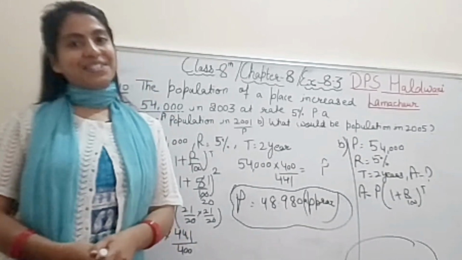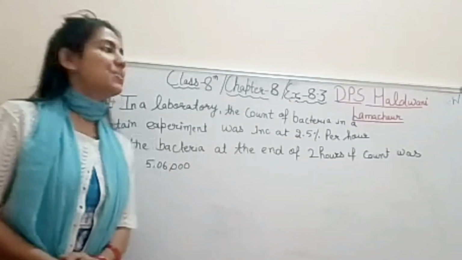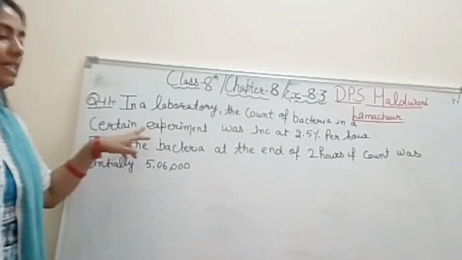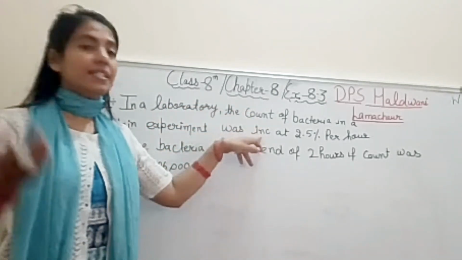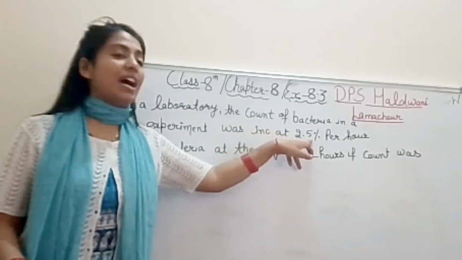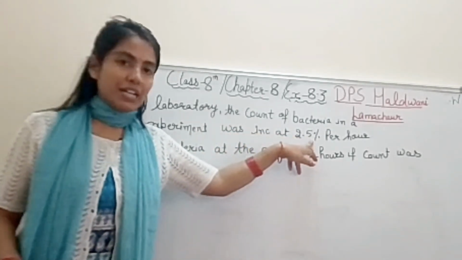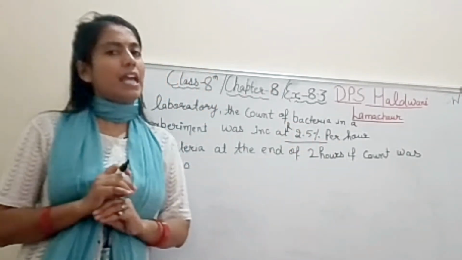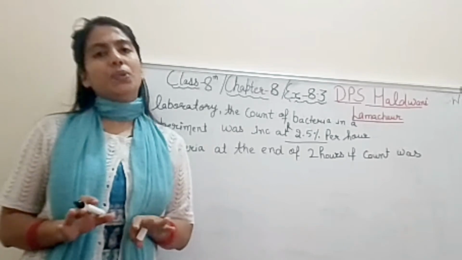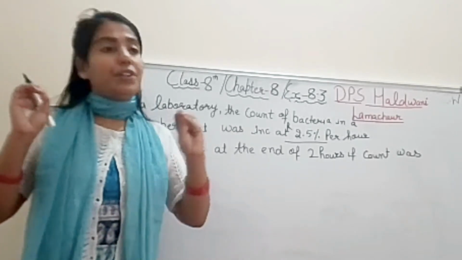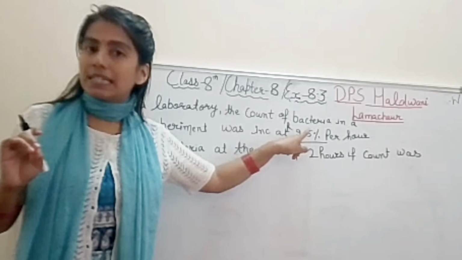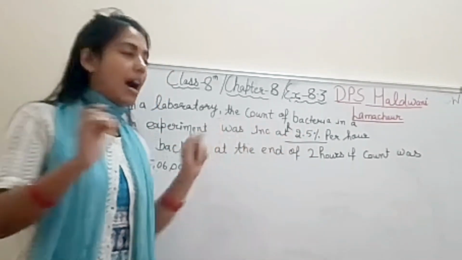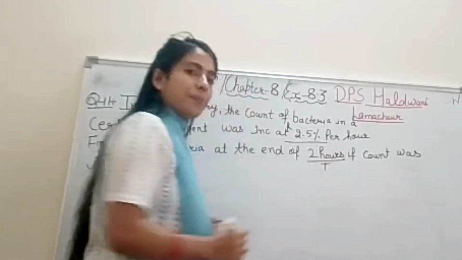Now coming to our next question, question number 11, student. In a laboratory, the count of bacteria in a certain experiment was increasing at the rate 2.5% per hour. Right, student? So this is the rate. You don't go with the wordings. Wordings can be anything. Whatever the wordings are, you just see what is given to you. 2.5% means this is a rate, right? Find the bacteria at the end of 2 hours. So this is time, right?